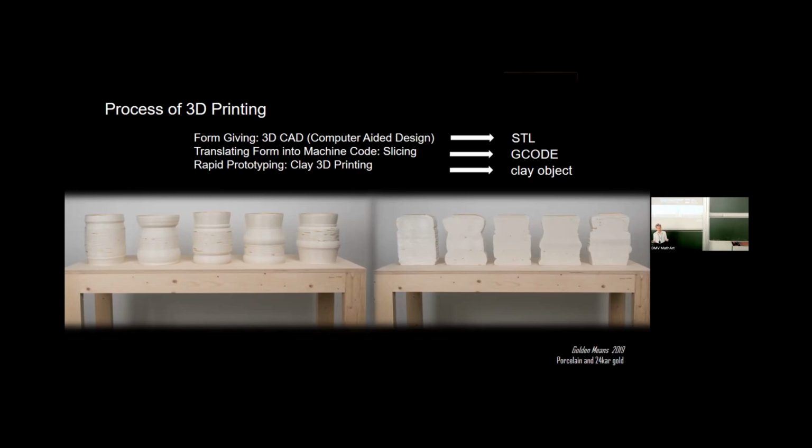Then that form basically needs to be translated into information that the machine can understand. The machine code is called the G code, and it is created by a slicing program, although there are some ways of getting around the slicing. And then the final step is putting the G code on the machine, feeding the material into it, and then helping the machine to create it.